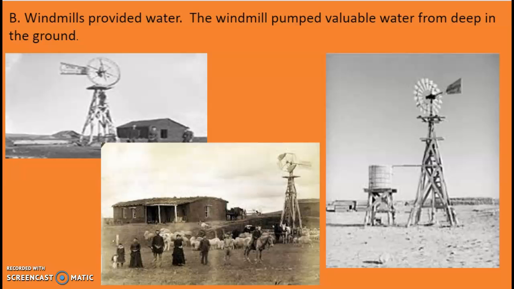Windmills provided water, so the windmill would pump valuable water from deep in the ground. So they would set up these pump stations and they would dig really, really deep, and then they would put the pump in there and the wind would bring the water up from the ground so that the people would be able to have access to fresh water even when they're not necessarily near a river, lake, or stream.